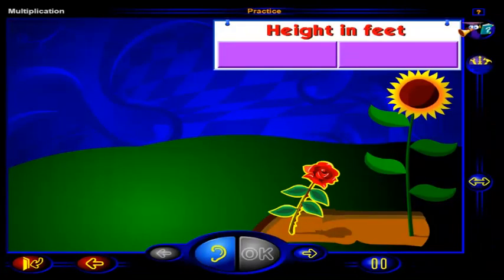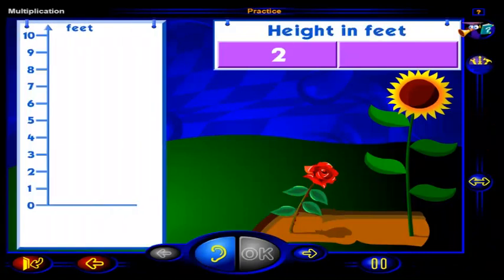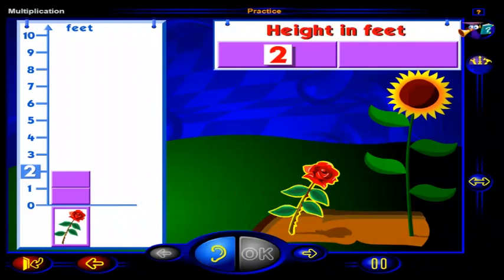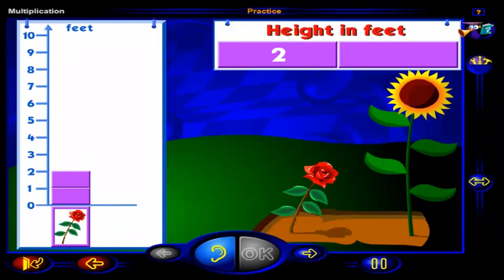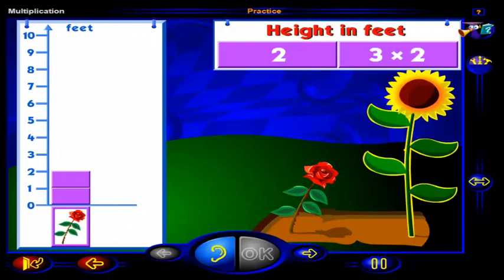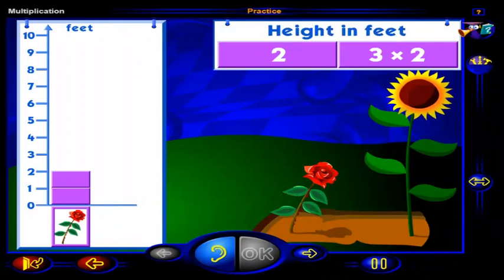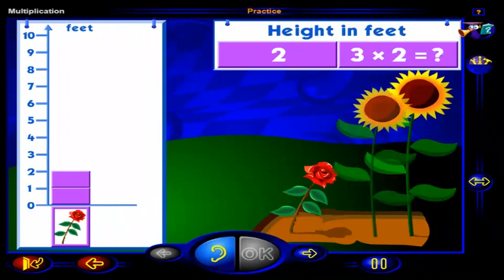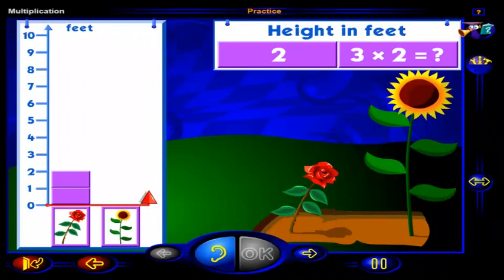The height of this rose is 2 feet. Using this number line, we can draw a bar 2 units long to show the height of the rose. The height in feet of this sunflower is 3 times 2. What is the height in feet of the sunflower? Drag this marker to show 3 times 2 on the number line. Then click OK.